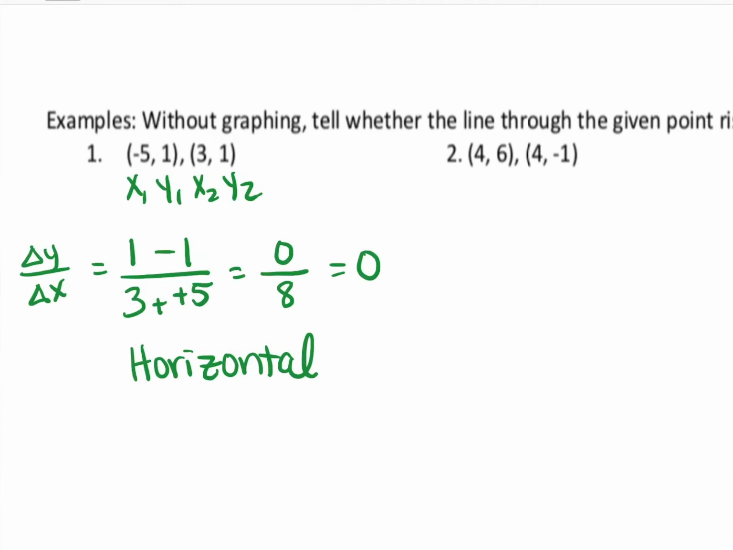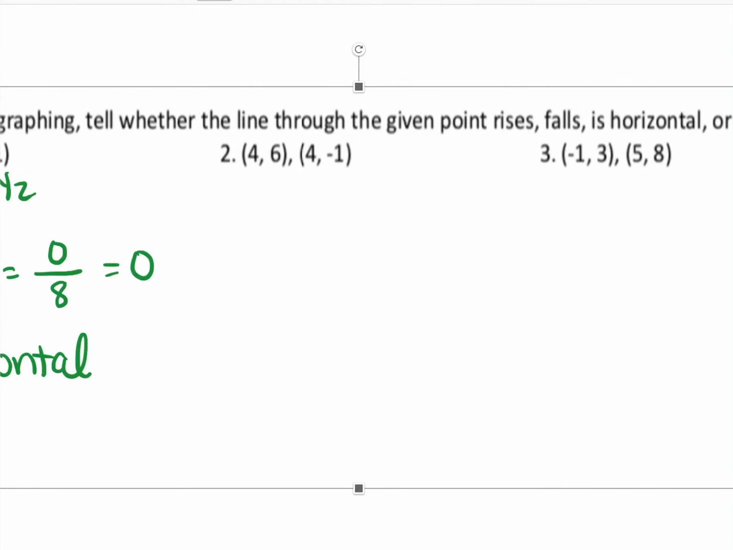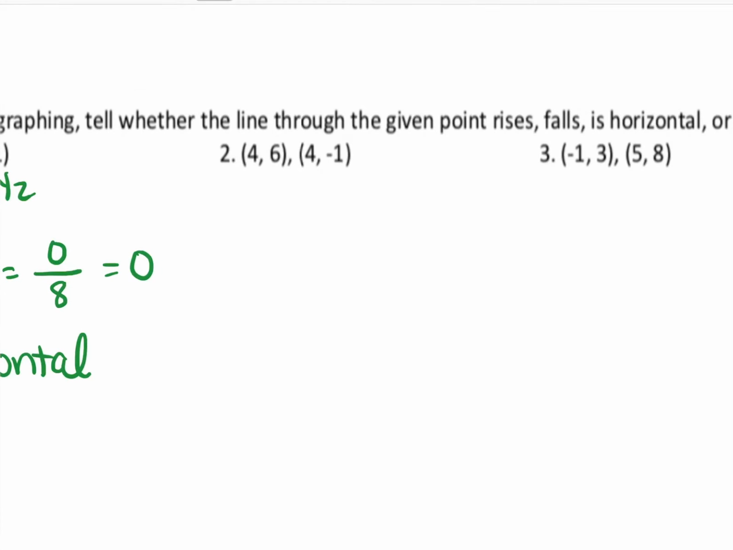Moving on to number 2. We have the points 4, 6 and 4, -1. So here I can take change in y is -1 minus 6 over my change in x, 4 minus 4. I end up getting -7 over 0, which is undefined because we cannot divide by 0. So this is a vertical line.